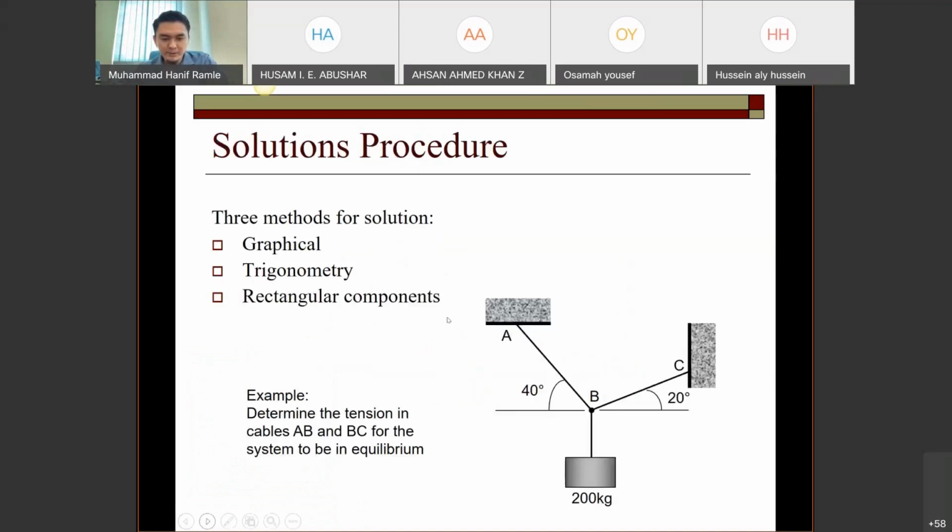Solution procedure: there are 3 methods for solution. We have graphical, trigonometry, and rectangular components. Basically we are not using graphical in our syllabus because you need a ruler and protractor, and it is very tedious work. You have to draw manually on a sheet of paper, assume 1 cm is equivalent to 50 Newton, for example, and then use a protractor and so on. That one can be done if you have a lot of time.